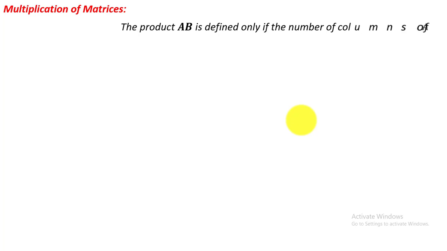Dear students, let us understand the concept of multiplication. The product of A times B is defined only if the number of columns of A is equal to the number of rows of B.